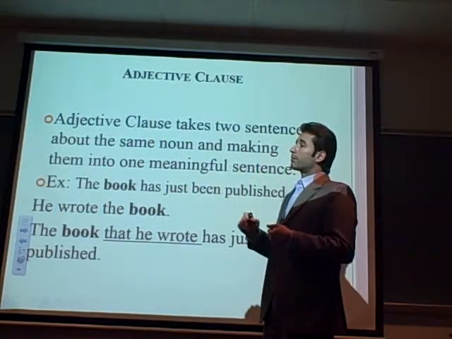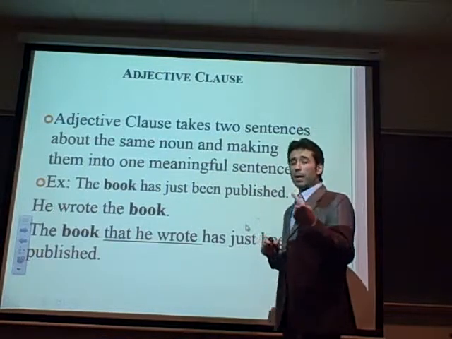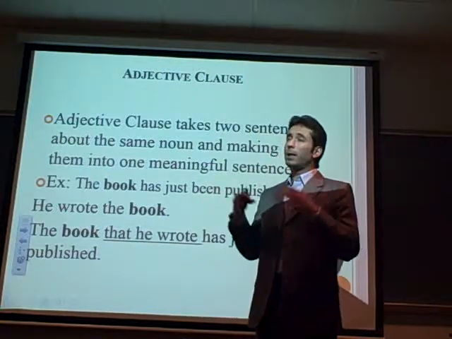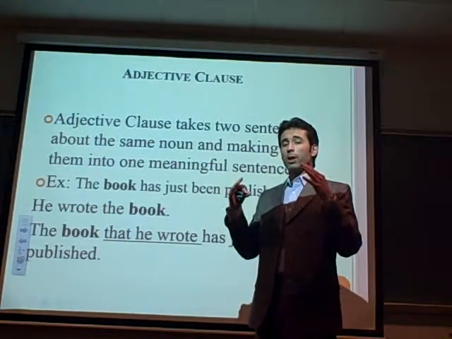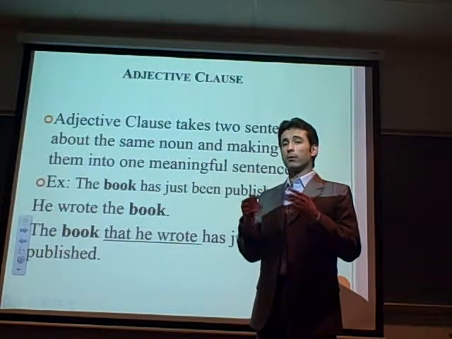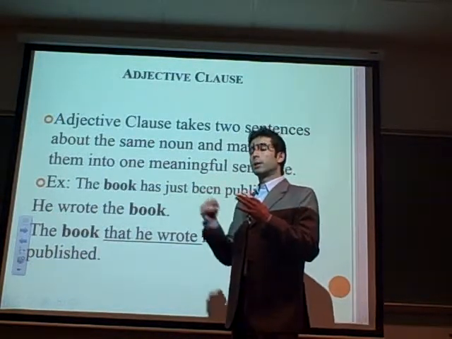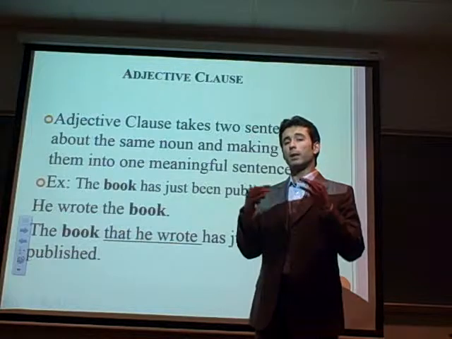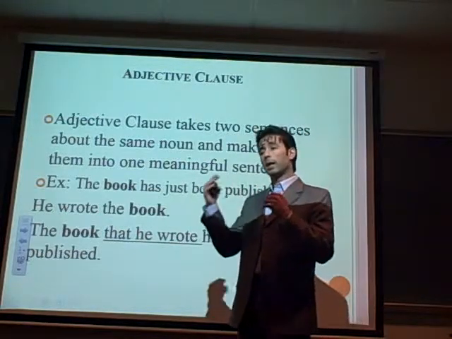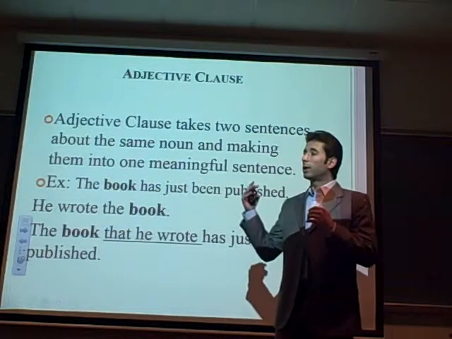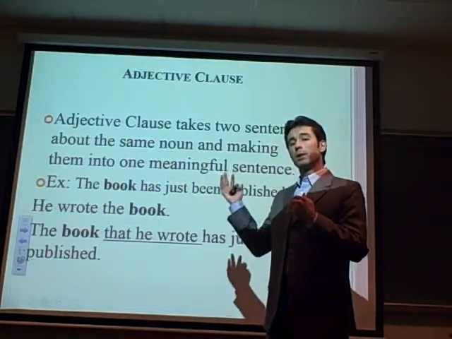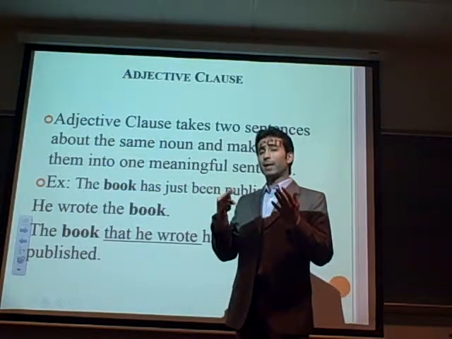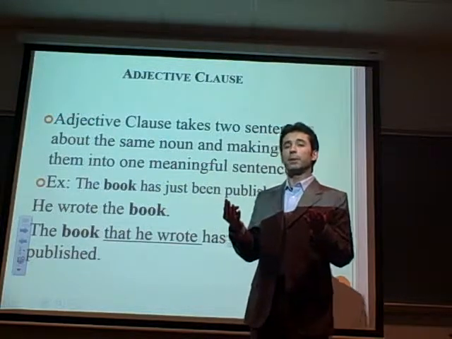An adjective clause takes two sentences that have the same noun. They must have the same noun, and makes them into one sentence. If we want to use an adjective clause to combine two sentences to complete one thought or one idea and make them one sentence, we use one of what I mentioned, either a relative pronoun or a relative adverb, and then we combine them as independent then dependent clause.